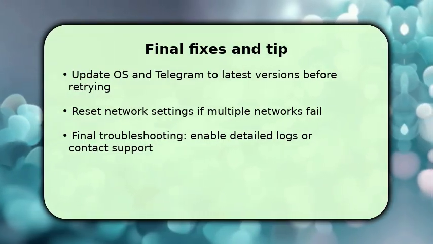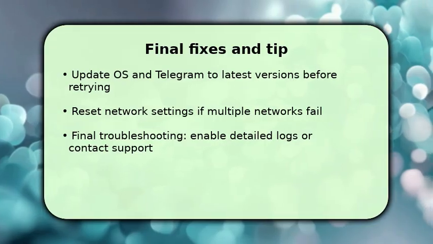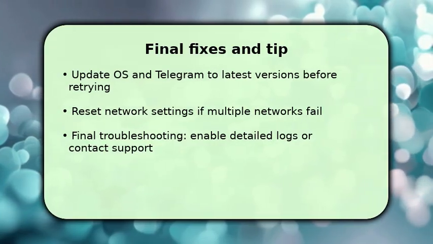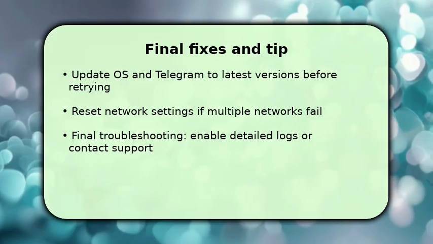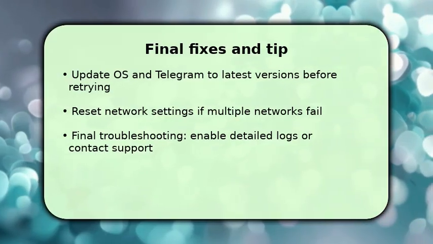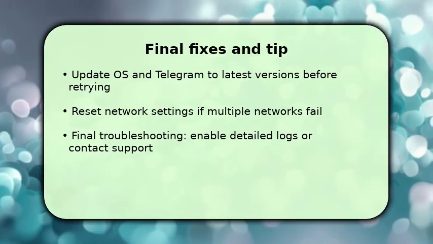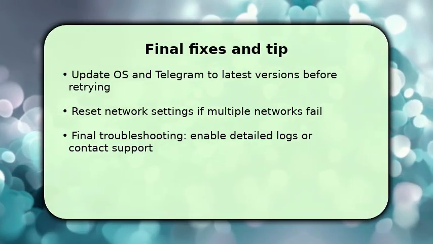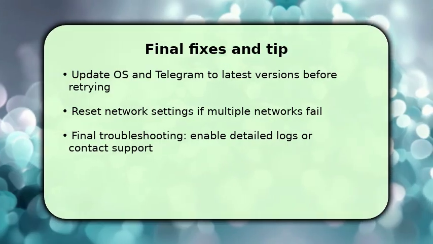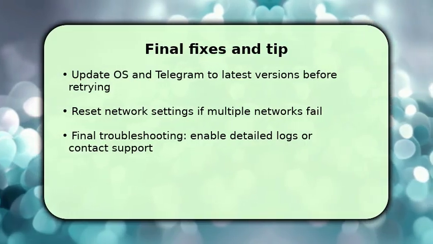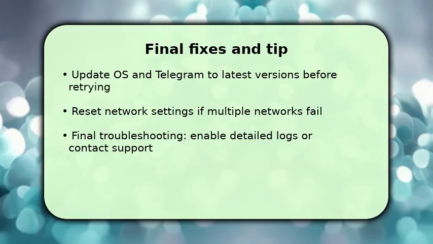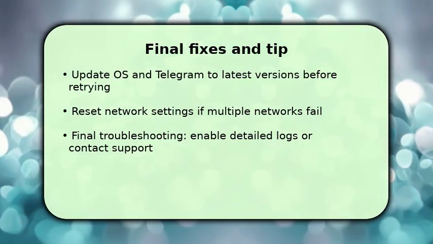If issues persist across networks, reset network settings on your device to clear stale DNS or routing rules, then reconfigure Wi-Fi. If you still can't connect, enable Telegram's debug log or take screenshots of errors and contact support. Key tip: keep a working alternate network or device to compare behavior quickly and isolate the root cause.